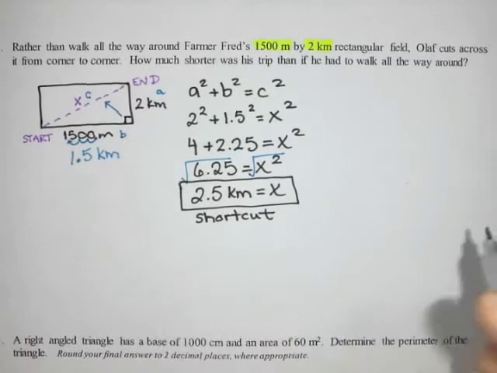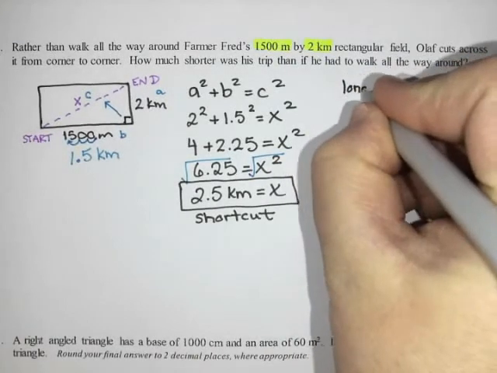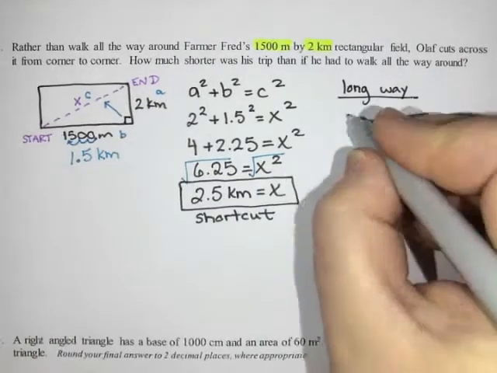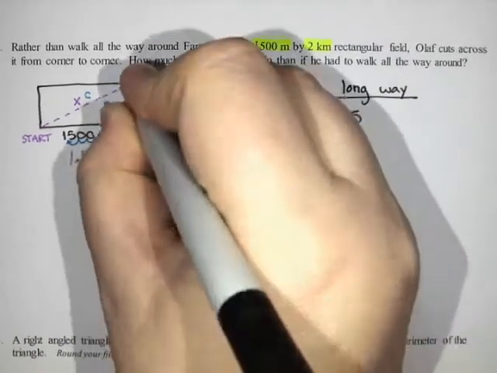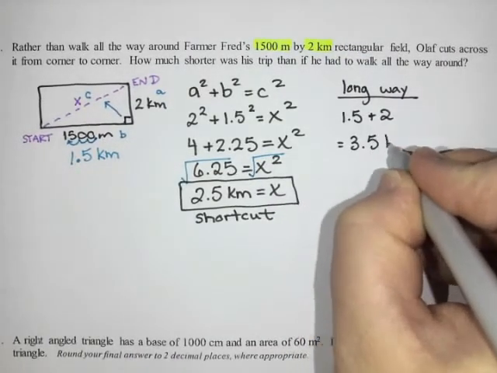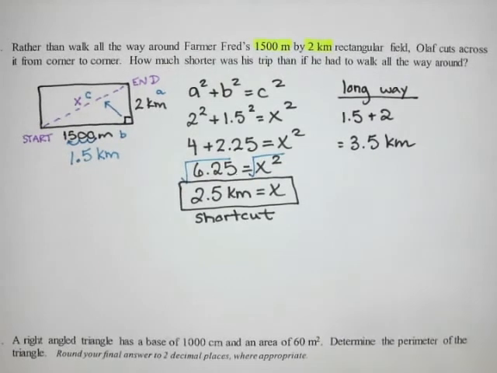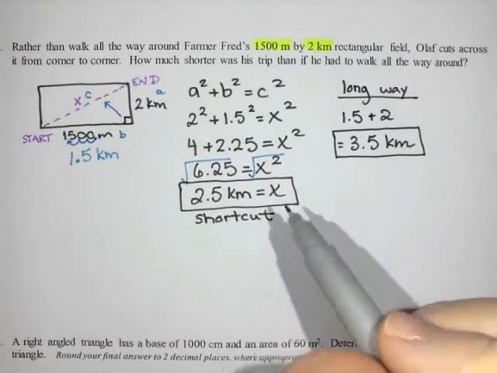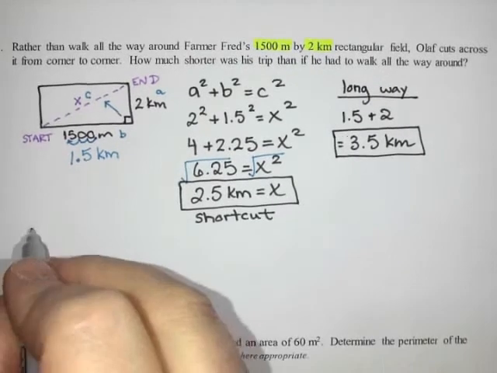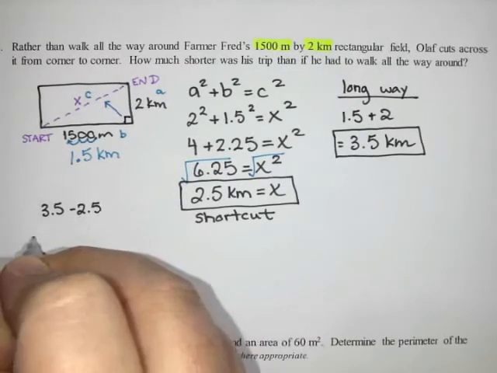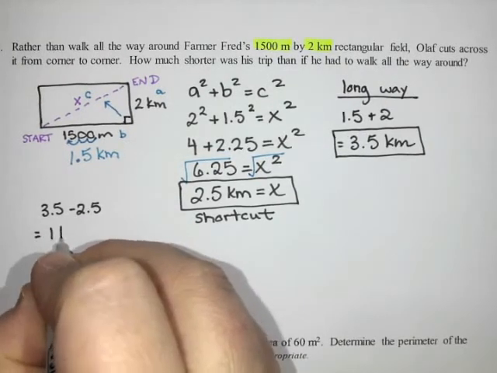So I'm going to try to figure out what the long way would be. He's got 1.5 kilometers and then 2 kilometers for a grand total of 3.5 kilometers. So if he does the shortcut, it's 2.5 kilometers. If he goes the long way, it's 3.5 kilometers. So we're interested in how much shorter this is. So I'm going to do 3.5 minus 2.5, which is a difference of 1 kilometer.